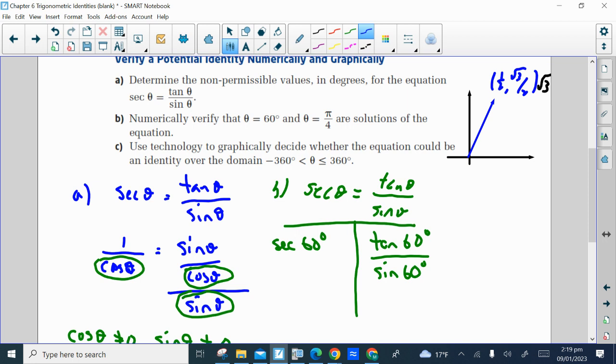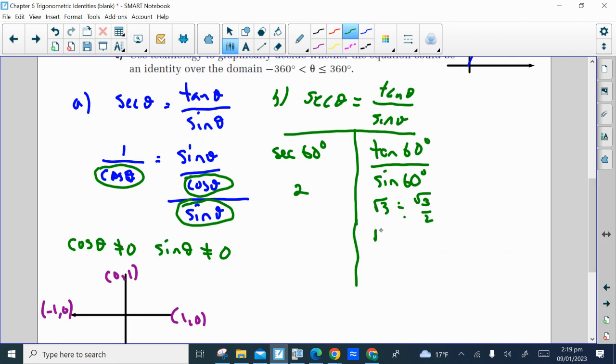Okay? So the secant is 1 over the cosine. The cosine is 1/2, so the secant would be 2 over 1, or 2. On the right side, we've got the tangent of 60, which is root 3, divided by the sine of 60, which is root 3 over 2. To divide by a fraction, you multiply by the reciprocal. So instead of dividing by root 3 over 2, you multiply by 2 over root 3, and the root 3's cancel, and you're left with 2.